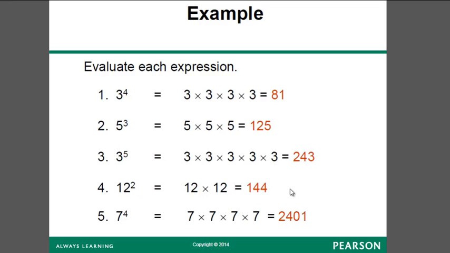Here are your answers to these questions. 3 to the 5th would be 243. It is 3 times itself 5 times. 12 squared, 12 raised to the 2nd power, is the same thing as 12 times 12, which is 144. 7 to the 4th is the same thing as 7 times itself 4 times, which would give us 2,401. As you can see, it can be written in many ways. All of these mean the exact same thing.